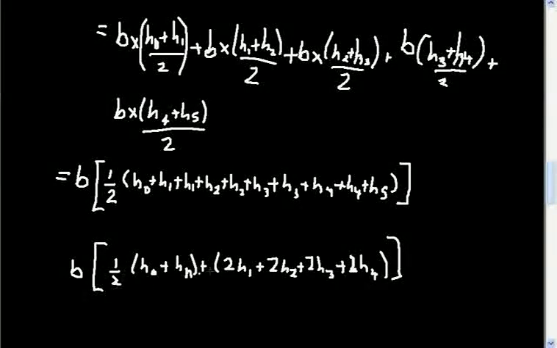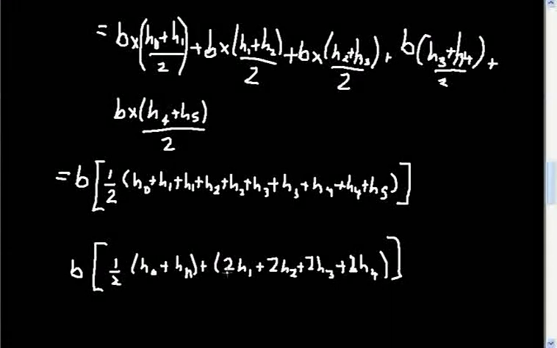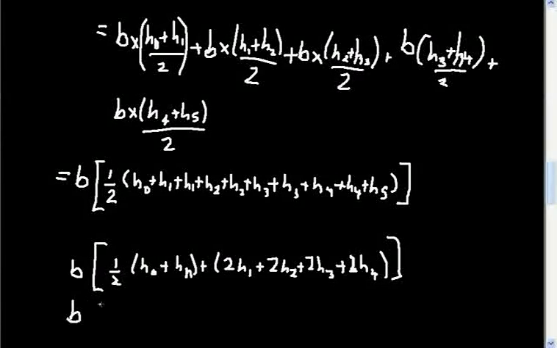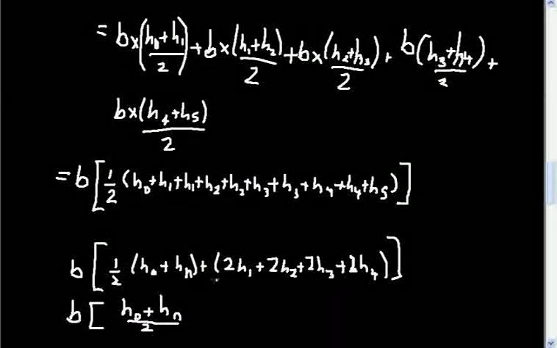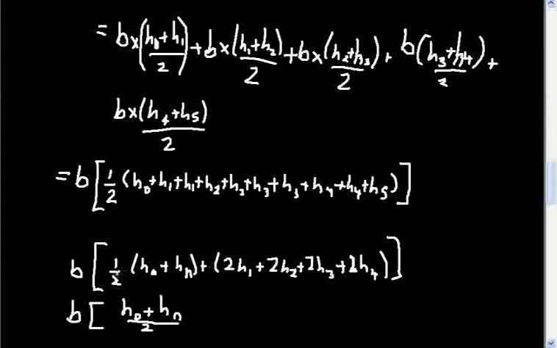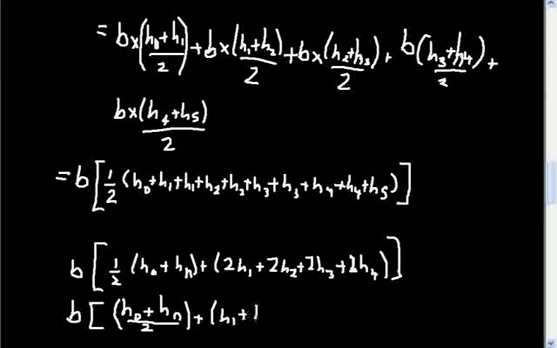I could take a 2 out as a common factor from this one, can't I? If I take a 2 out as a common factor, the half only affects these two, because the 2 that comes out cancels out this half. Then all I've got to do is write the rest without the 2. So that's the proof for the trapezium rule.